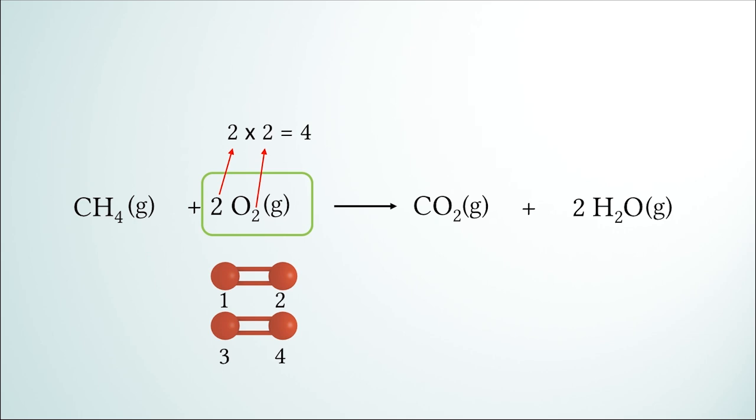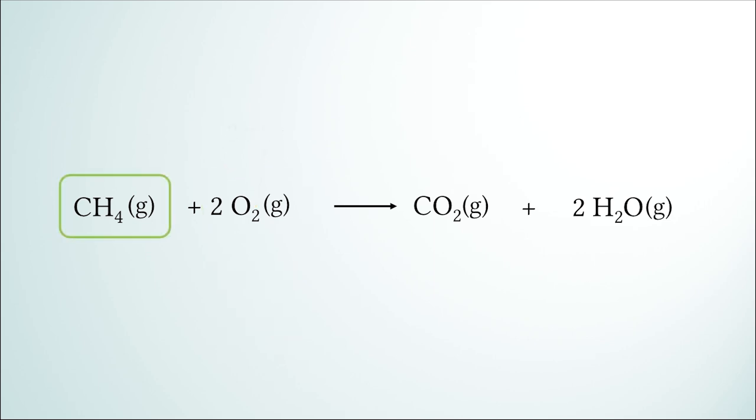So to count the number of atoms on each side of the equation, we need to multiply the number to the left of the molecule, or the coefficient, by the subscript number that follows each atom. So how many carbon atoms are there? 1 molecule of methane times 1 carbon atom. The subscript is an understood 1, and we get 1 carbon atom on the reactant side.